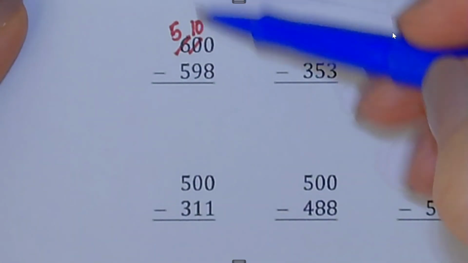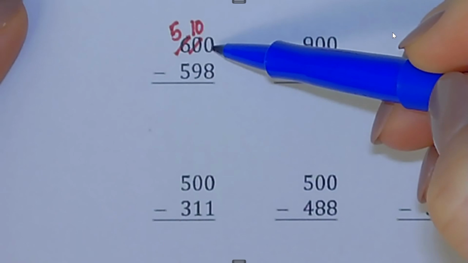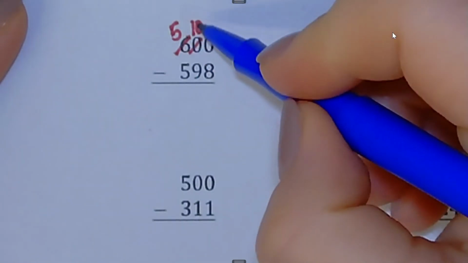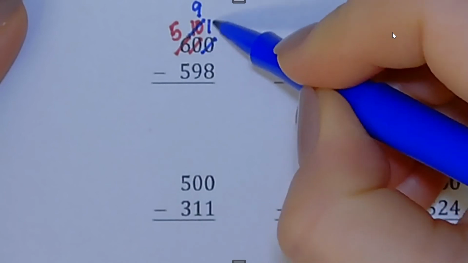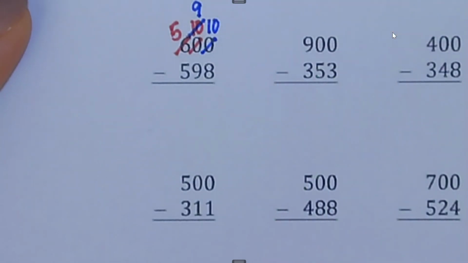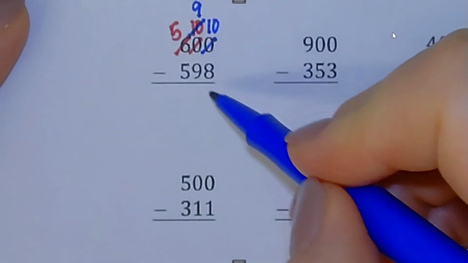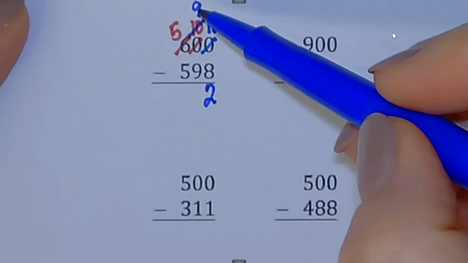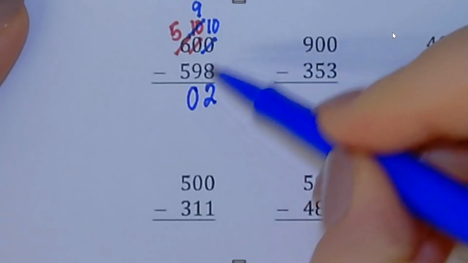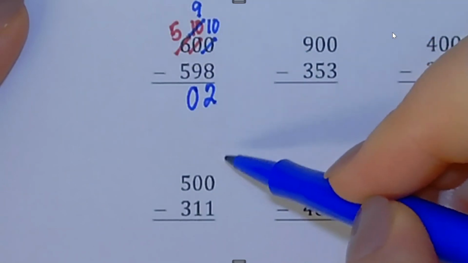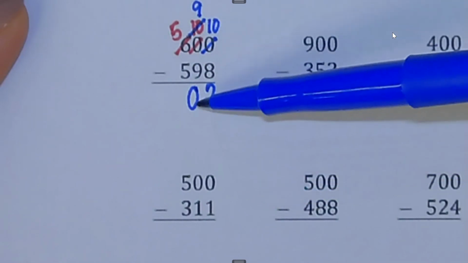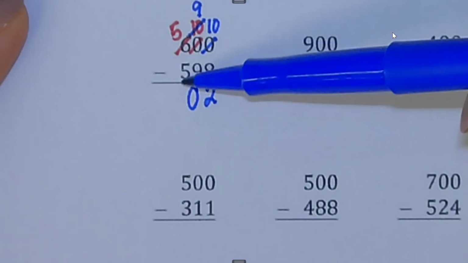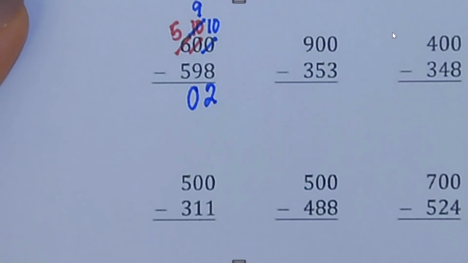Now, the 10s is able to help the 1s. So I'm going to borrow from my 10, which will become 9, and my 1s will now have a 10. 10 minus 8 is 2. 9 minus 9 is 0. And 5 minus 5 is 0. So if I went backwards, 2 plus 8 equals 10. 0 plus 9 equals 9. And 0 plus 5 equals 5. Okay?